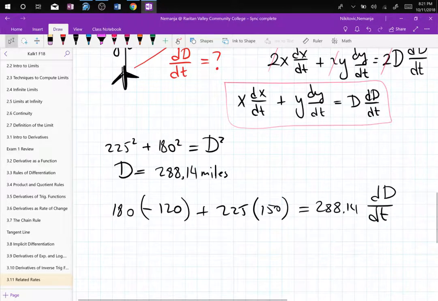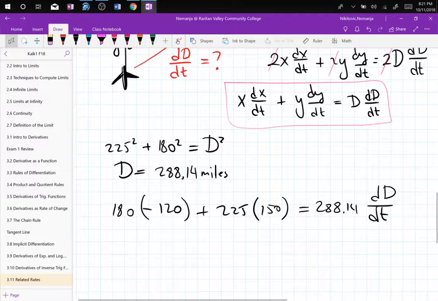I don't like that I'm getting the positive dd/dt, because the dd/dt should be decreasing. See, if you get negative dd/dt, that means that the distance is decreasing.